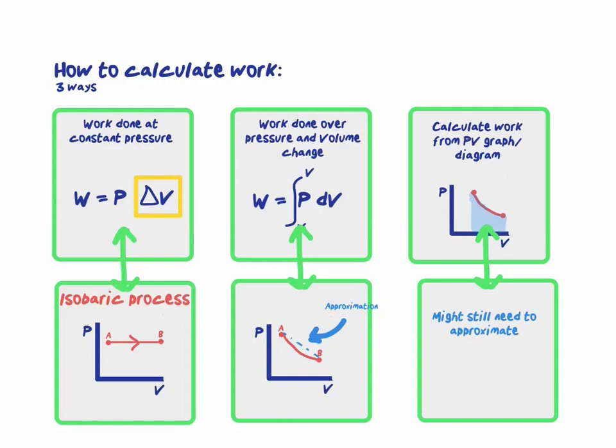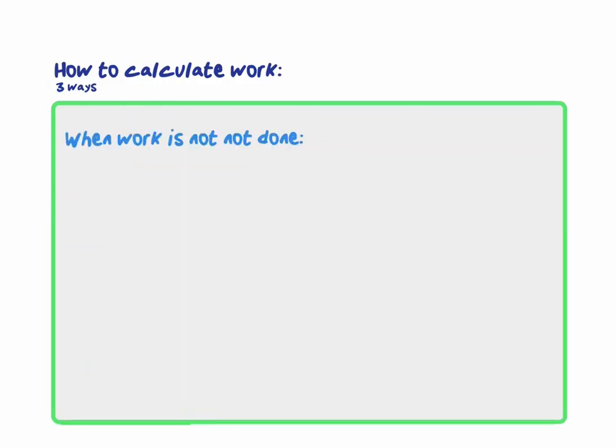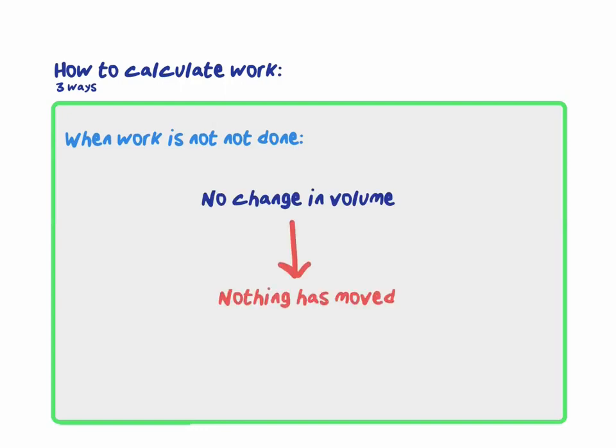Now the only time when work is not done, like we said before, is when there's no change in volume. That means that nothing's moved and therefore there's no work done. So pause the video for a second and try to draw or sketch a PV diagram in which you show that there is no work done as the state of the gas changes from one point to another.